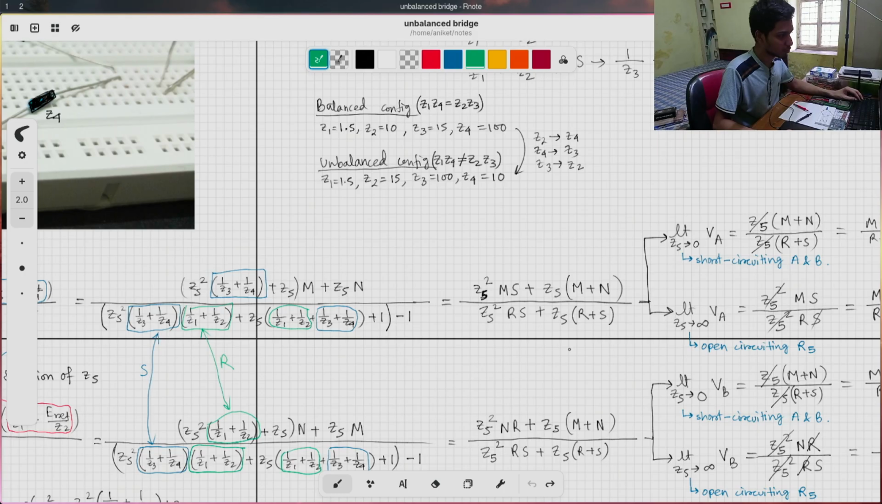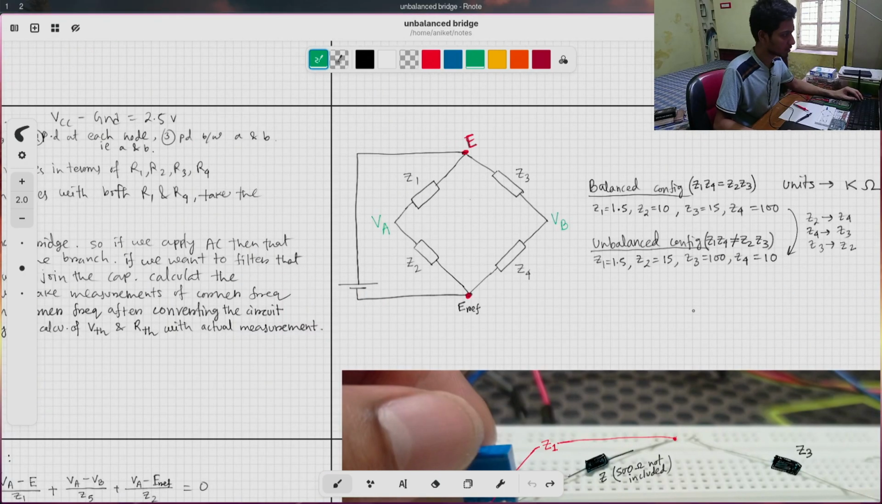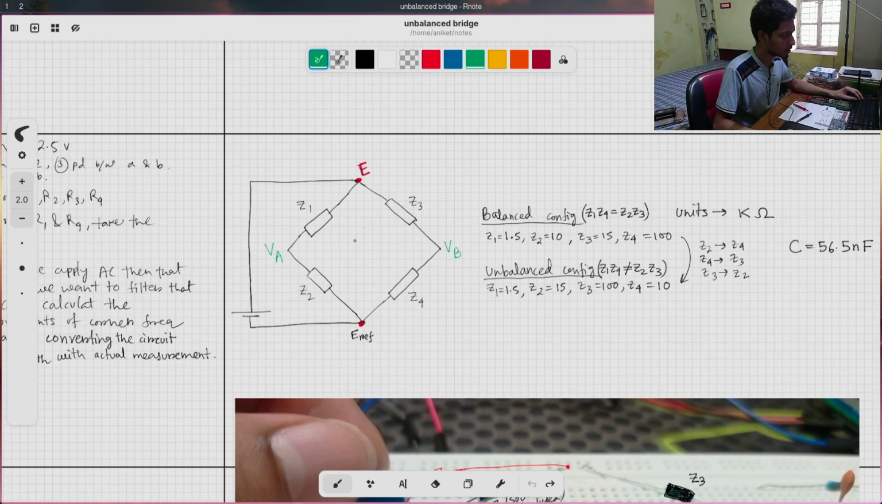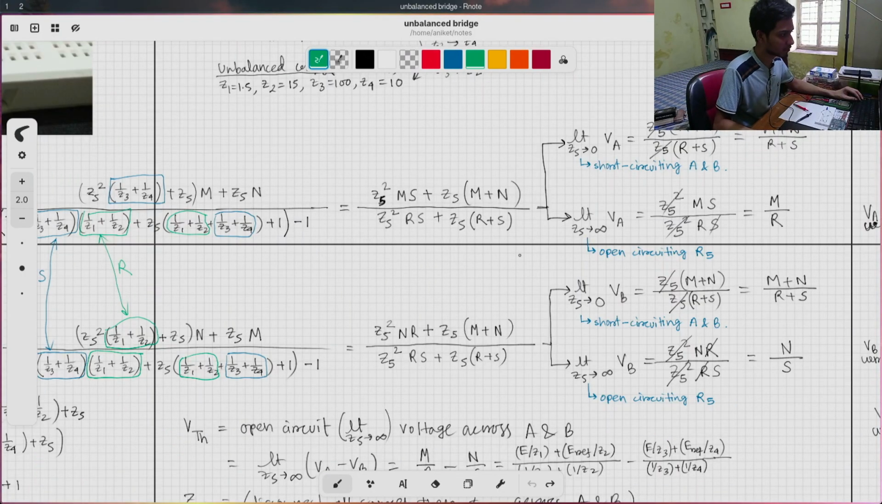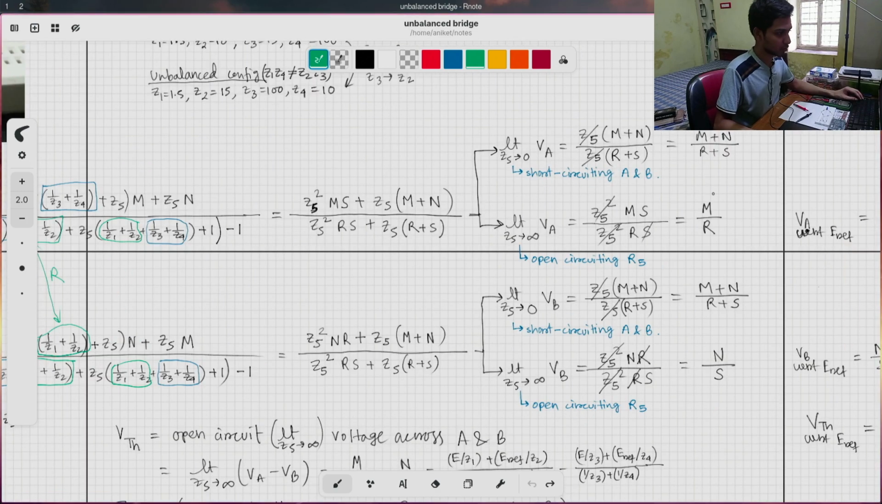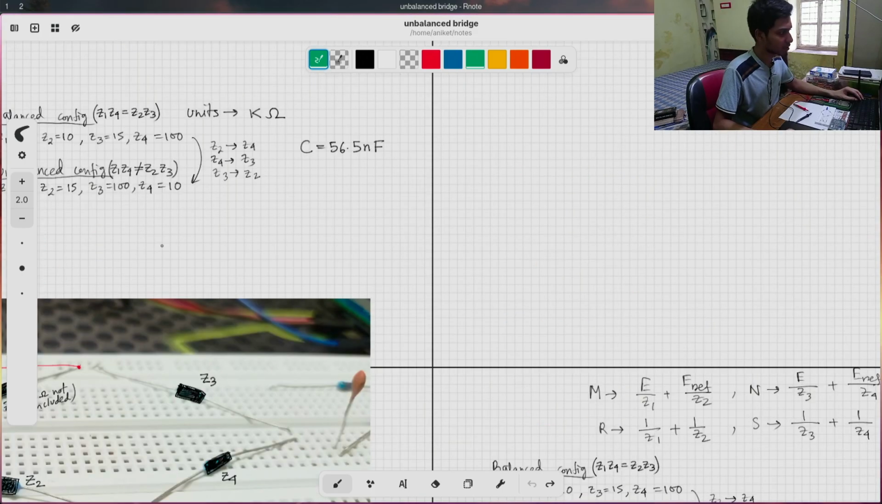To find the expression for the simpler circuit, as you can see from the lab manual, we didn't have a fifth resistance here. So instead of calculating the nodal analysis again, I replaced Z5 with infinity to basically open circuit A and B. So I tried to find the limiting value when Z5 tends to infinity, what will be the value of VA and what will be the value of VB. The expression for the simpler circuit came out to be M by R for VA and N by S for VB. So the second objective is also done.